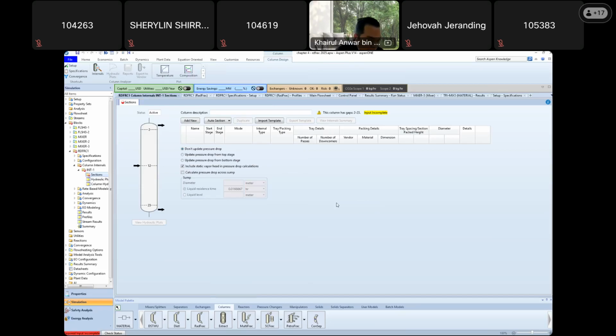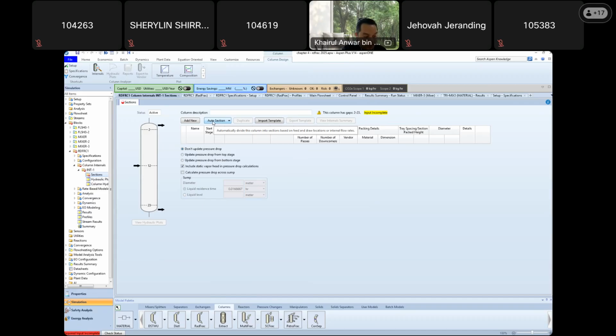Under the section tab, you may click either add new or auto section to create one or more sections. The word section in this regard means a set of column trays that will be treated equally, as they all have the same geometrical and hydraulic specification.